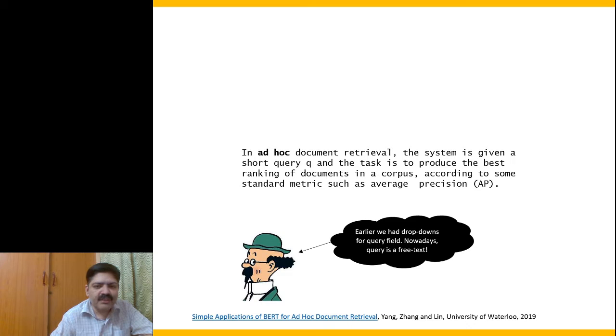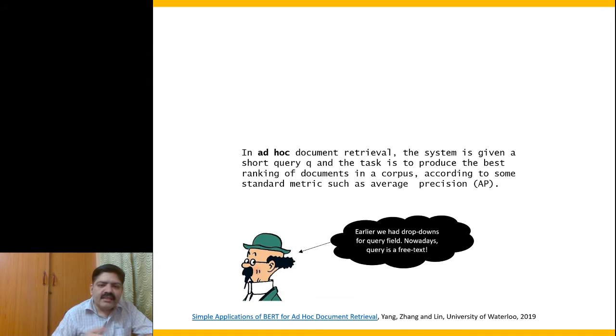So basically what we are trying to say here is that in those earlier good old days, we had drop downs for query field. Nowadays, queries are a free text field, so the possibilities of the kind of things that can appear in the query is just infinite, so it's huge. And we are not constrained to any topic or any such pre-known computable information, so we call this ad hoc document retrieval.